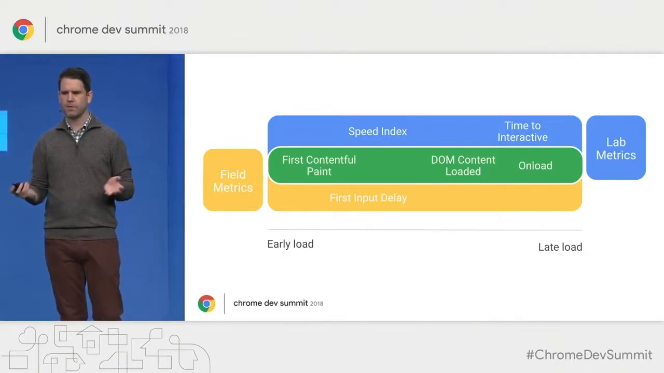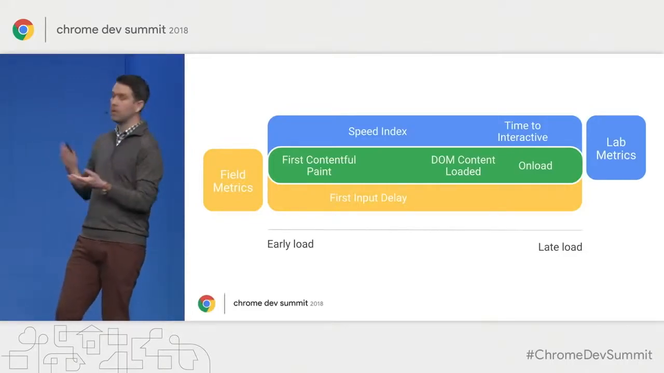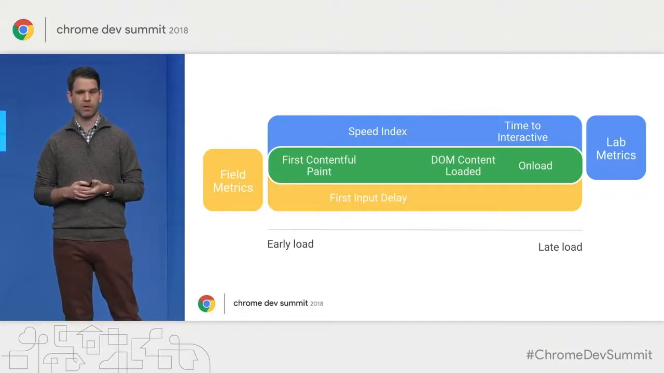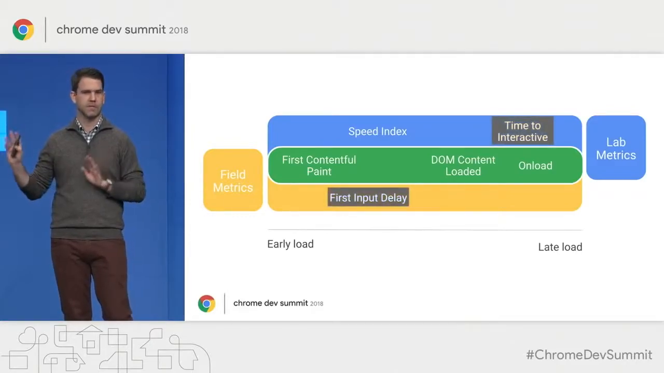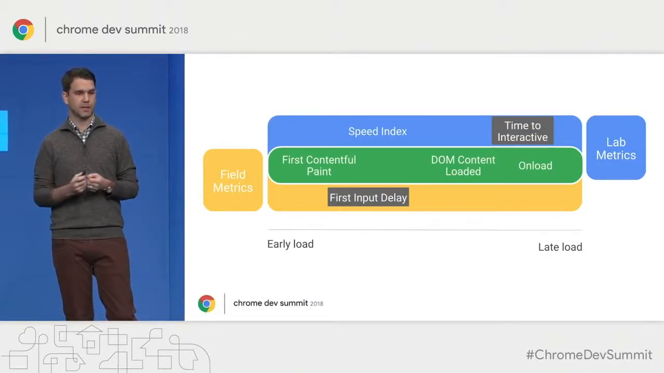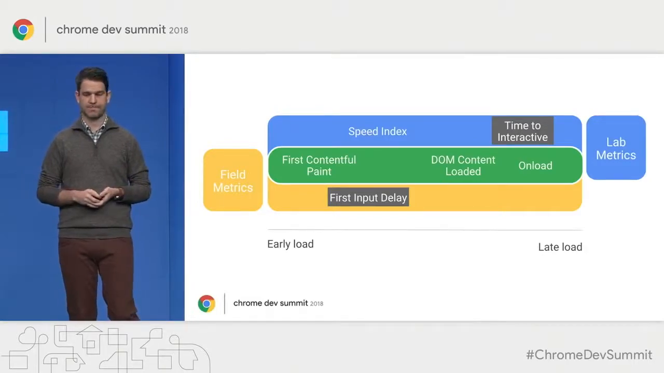So there are a few metrics on the screen here, outlining which ones make sense to gather in the lab, and some that are exclusive to the field. I just want to point out that TTI and first input delay, or FID, are our interactivity metrics, really key for understanding how available the main thread is to the user.